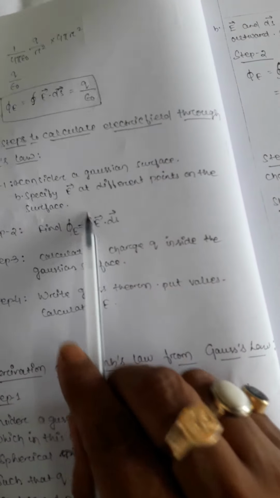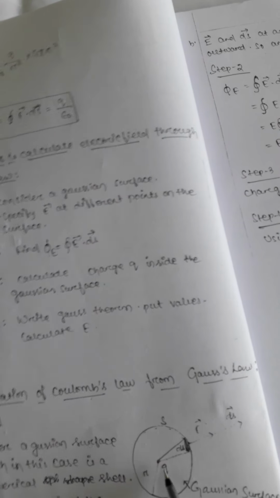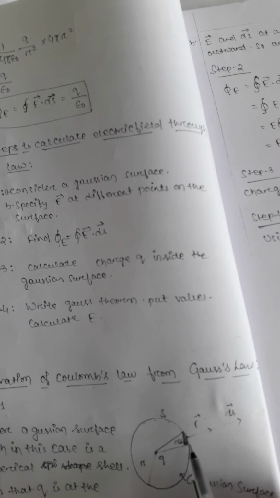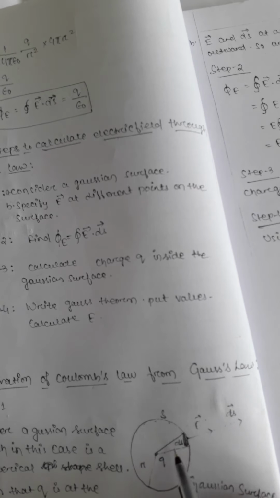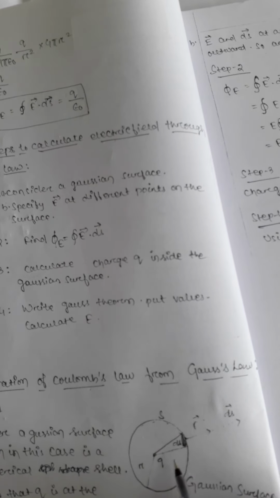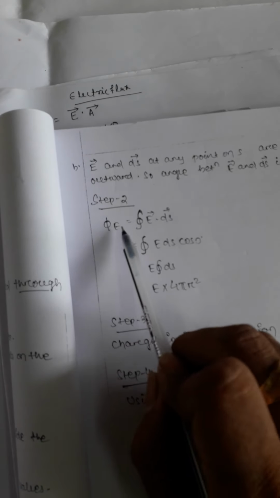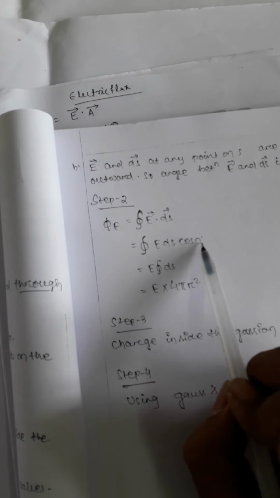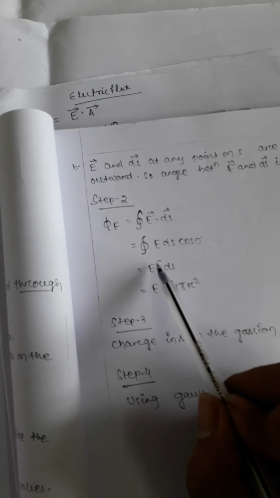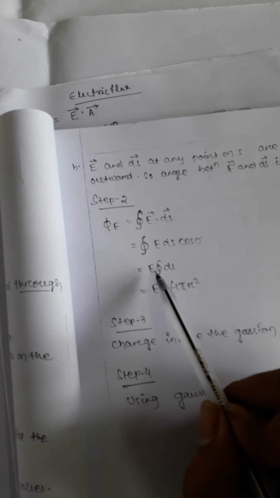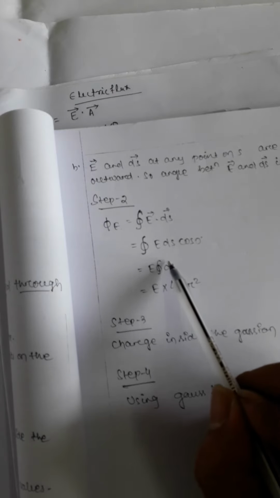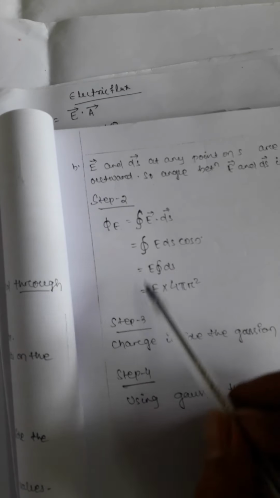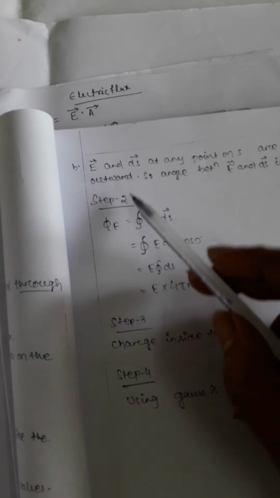Step 1b, that is, calculate the electric field at different points on the surface. We know the area vector and electric field are both in the same direction, radially outward, and theta is equal to 0. So in step 2, flux phi e is equal to closed integral E dS, that is E dS cos theta, and instead of theta we write 0, and the electric field is the same everywhere, so it is taken outside, and this dS is the total area S of the sphere, that is 4 pi r square. So step 2 is completed.